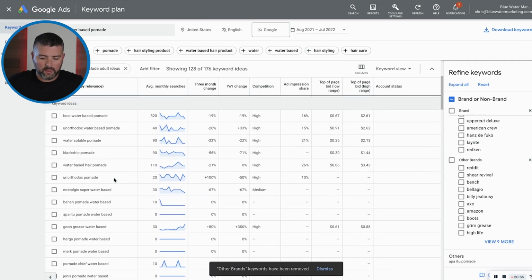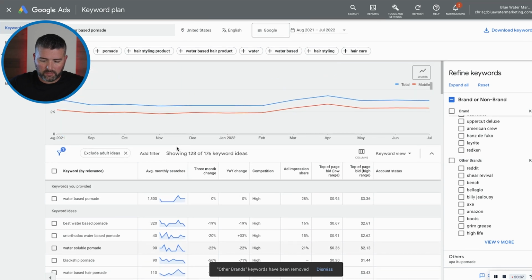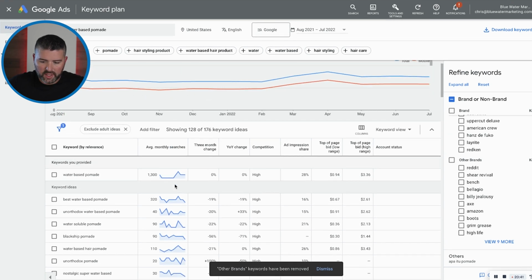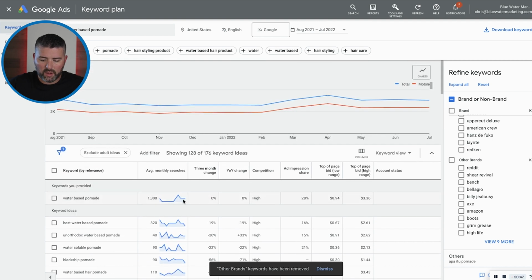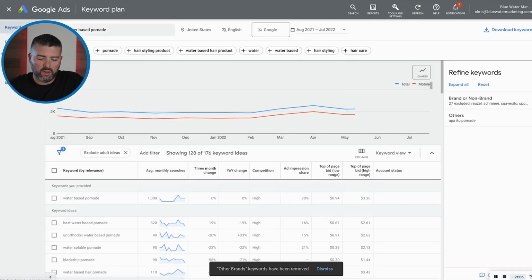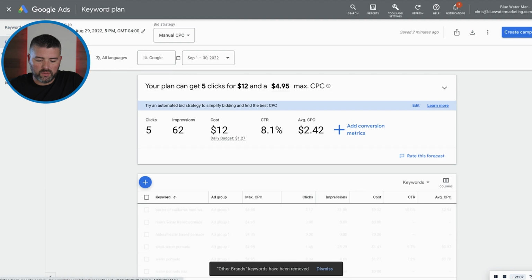So what we're seeing now is we have a list with a total of roughly 1,300 keywords with intent going up year over year change. 3 month change is the exact same. The competition is high with an ad impression share of 28% and a 94 cent cost per click. Top of the page is 336. Now we run a bunch of shopping ads, so it doesn't necessarily apply the same, but we want to look at that, and then we want to go to the forecast.